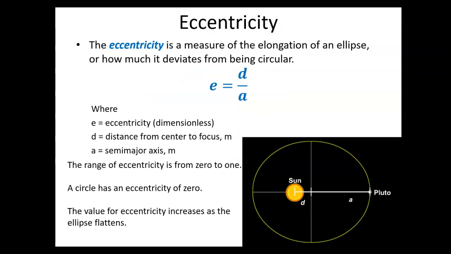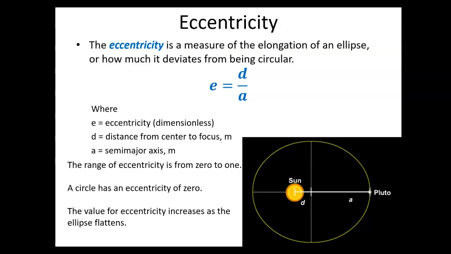And then eccentricity is a measure of the elongation of an ellipse, or how much it deviates from being circular. The eccentricity is a dimensionless quantity, and it equals the ratio of the distance d to the semi-major axis. Remember that d is the distance from the center of the ellipse to each of the focus points. And so that ratio of d to a gives you the eccentricity.